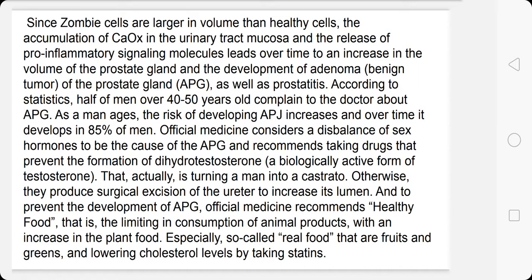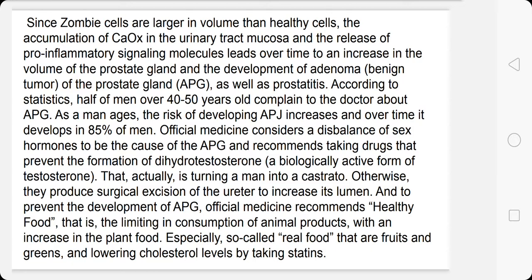zombie cells. Since those zombie cells are larger in volume than healthy cells, the accumulation of calcium oxalate in the urinary tract mucosa, and the release of pro-inflammatory signal molecules, leads over time to an increase in the volume of the prostate gland and to the development of adenoma of the prostate gland. This is also prostatitis. According to statistics, half of men over 40-50 years old complain to doctors about this adenoma of the prostate gland.